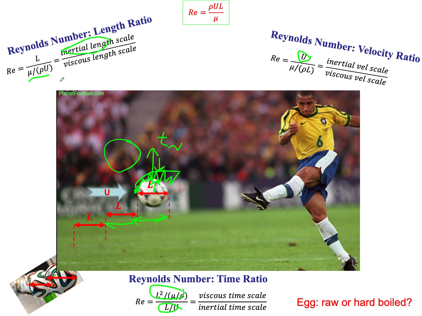And then we can think about a length scale. What is this dimension, this thickness, which we call delta? That would be our viscous length scale. And how fast this effect propagates from the surface of the ball into the undisturbed air away from the ball is the viscous velocity, because it's due to the viscous effect.